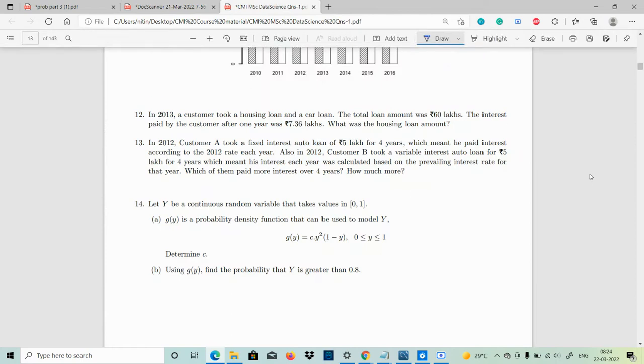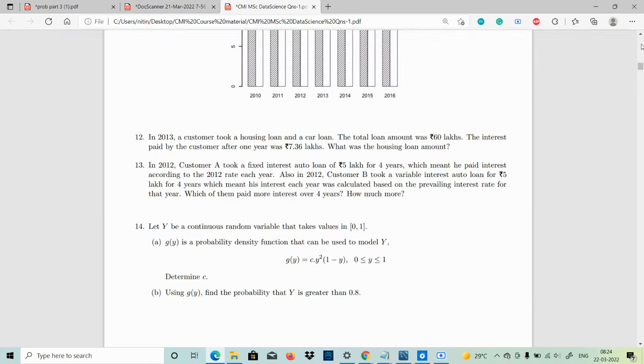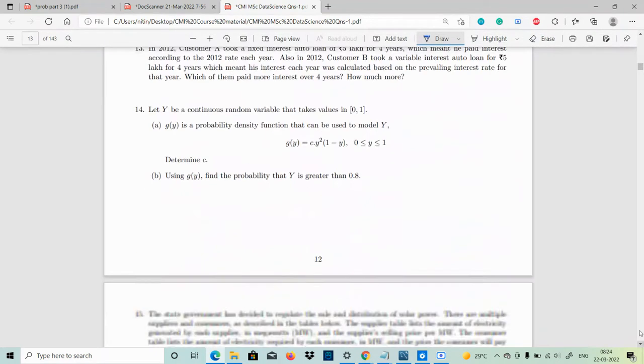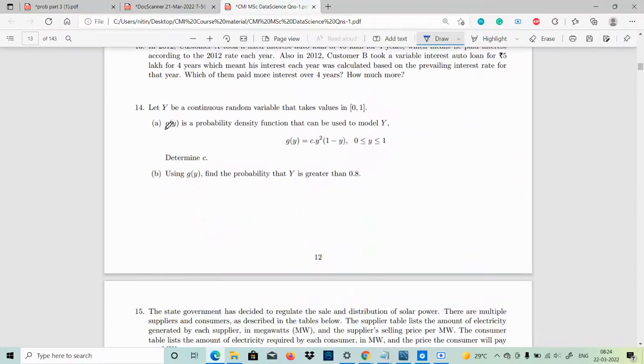So for the rest of today, we will just start solving some of the questions from the paper itself, and the questions are not too difficult. So let's start with this question. It's given that g(y) is the continuous probability distribution that can be used to model Y. Okay. So g(y) is c y square into (1 minus y) for y between 0 and 1. You need to find c, and determine the probability that Y is greater than 0.8.